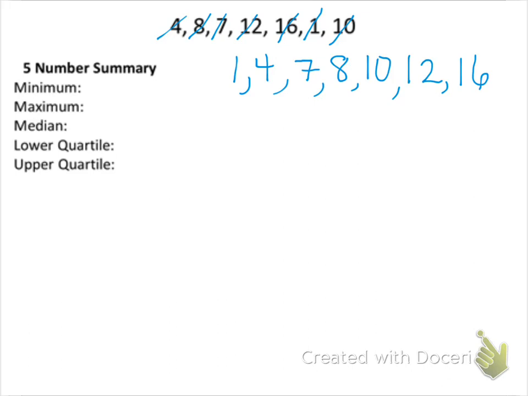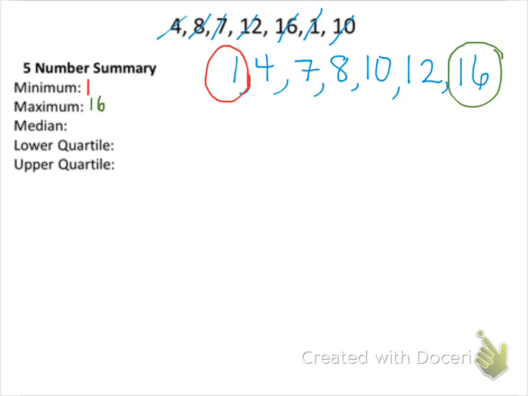So now that our numbers are in order, we need to find the minimum and maximum of our data set. Well, our minimum and maximum stand out to us right away. Our minimum is over here, and it's 1. And our maximum is on the other end, and it is 16.